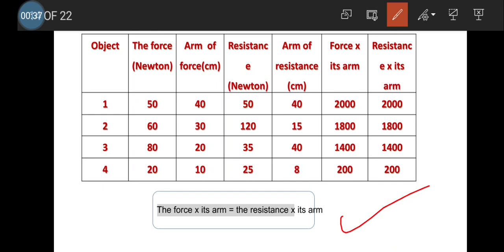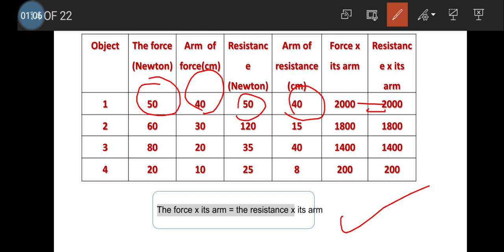And here it is telling me the law of levers: the force times its arm equals the resistance times its arm. So in case the effort force equals the resistance force, the arm of force equals the arm of resistance. In this case they are equal to each other, so it does not conserve effort, meaning it does not save any effort.